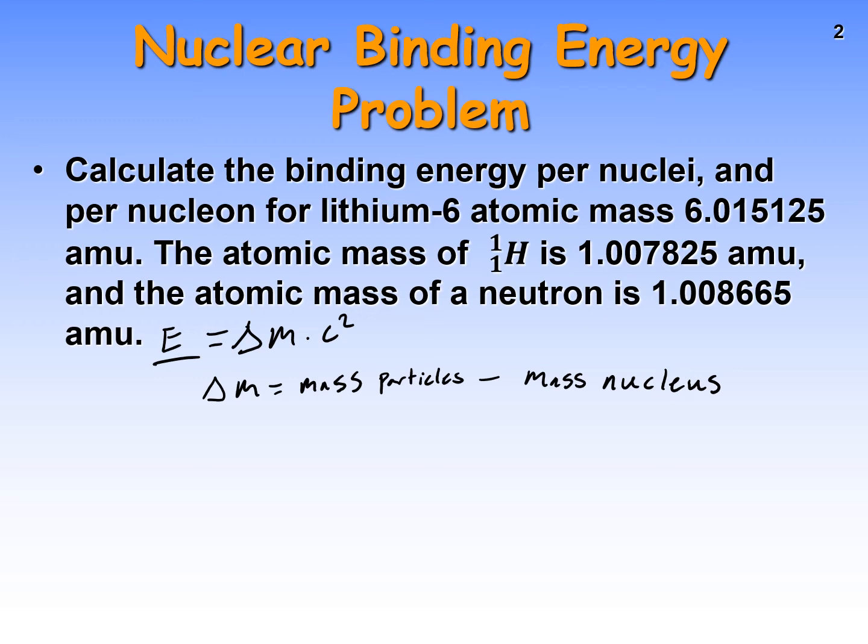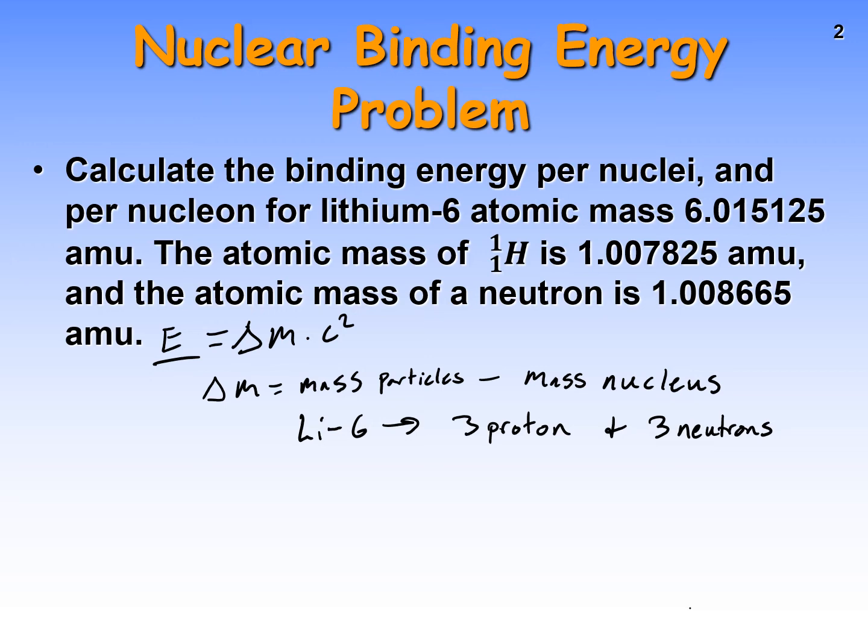So let's look at lithium-6 in this regard. Lithium-6 has 3 protons, because the atomic number of lithium is 3, and 3 neutrons. So, therefore, let's calculate the total mass of the particles here.